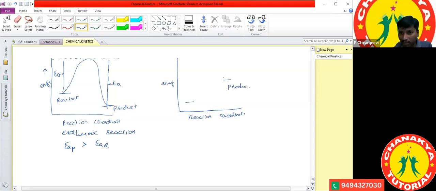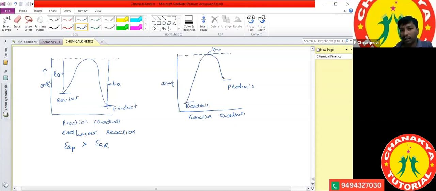This one is represented as the products and this one represents the reactants. And I'm taking this as the energy barrier, the minimum amount of energy. So the minimum amount of energy is called the threshold energy. Now from here to here and from here to here.